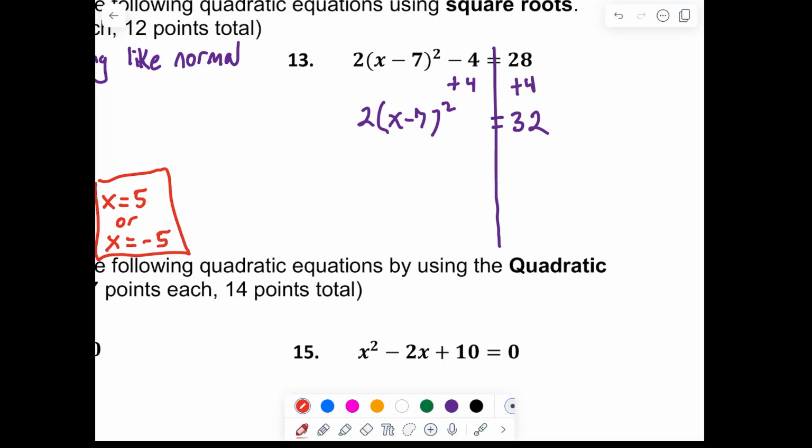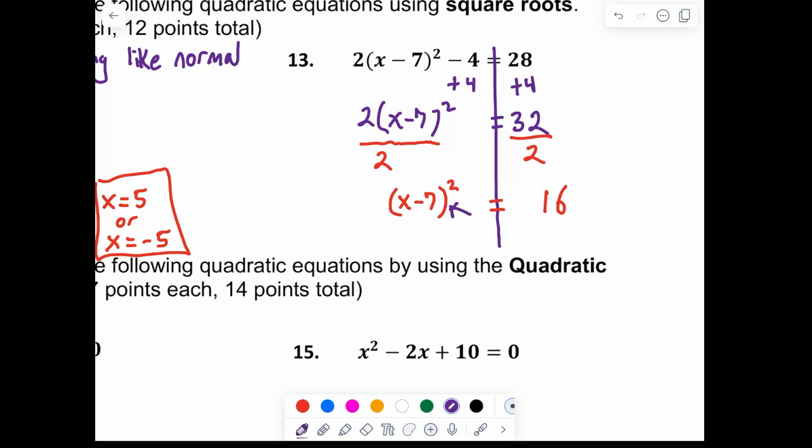All right, using our reverse PEMDAS, I want to get rid of that plus 4 first. So I'm going to add 4 to each side of the equation, always making sure we're doing opposite operations to each side of the equation, and doing it to the entire side, by the way. So what I have left is 2 times (x minus 7) squared equals 32.